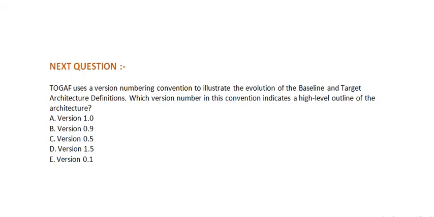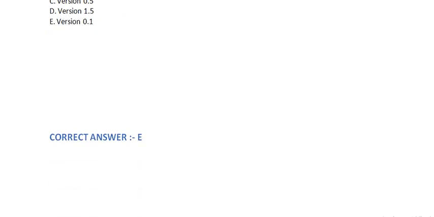Today's questions are, TOGAF uses a version numbering convention to illustrate the evolution of the baseline and target architecture definitions. Which version number in this convention indicates a high-level outline of the architecture? Option A, version 1.0. Option B, version 0.9. Option C, version 0.5. Option D, version 1.5. And option E, version 0.1. The correct answer is option E.